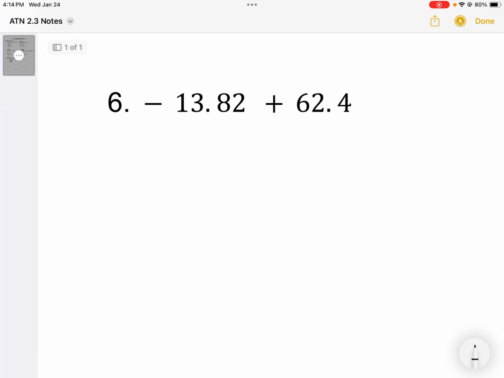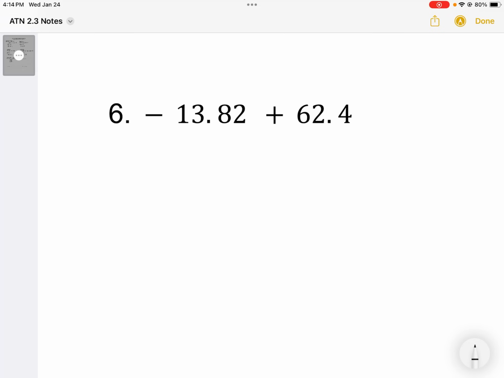Number 6. Because this is an addition problem, I need to recognize, are these same sign or are they different signs? In this problem, they have different signs, negative 13.82 and positive 62.4. Because they have different signs, I am going to do the opposite of what the sign tells me. So because this is an addition problem, I am going to subtract.